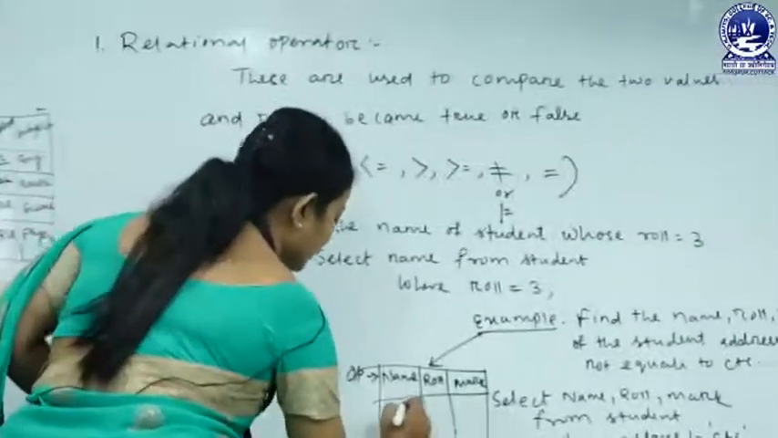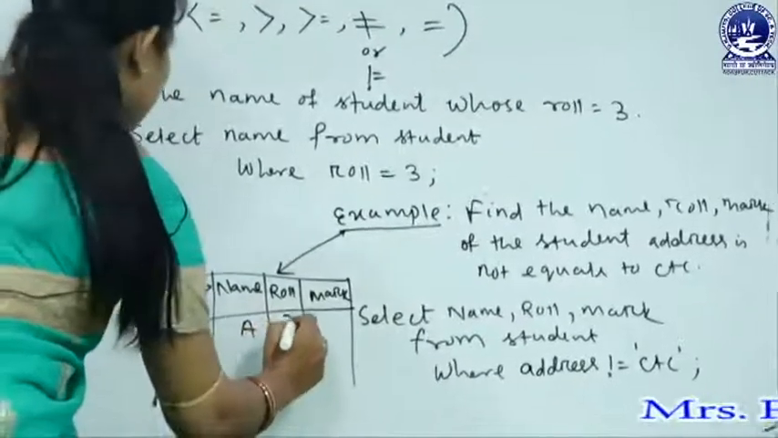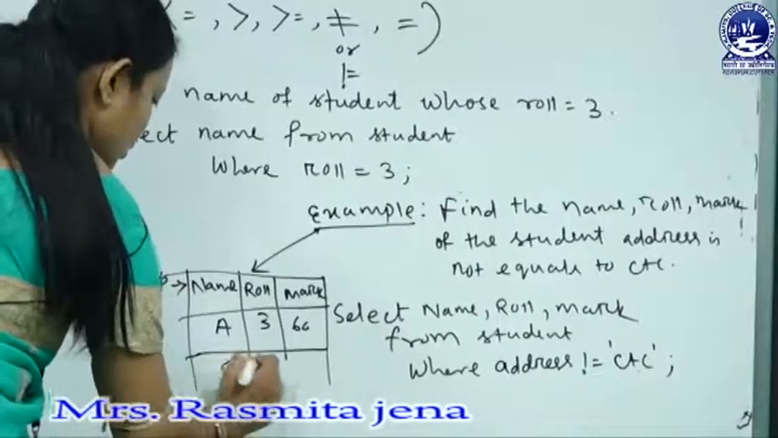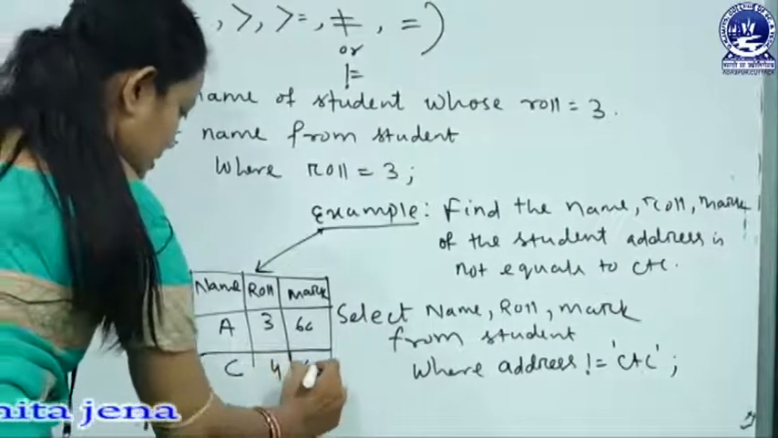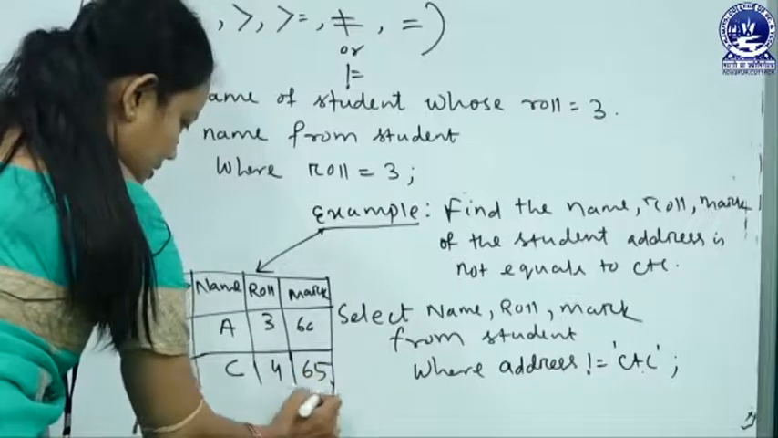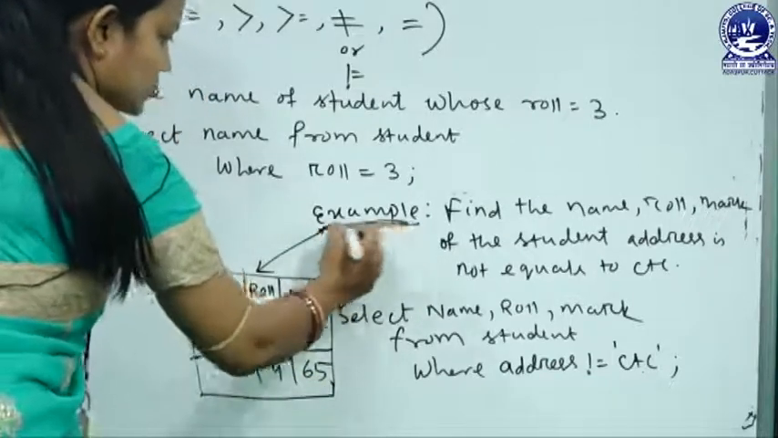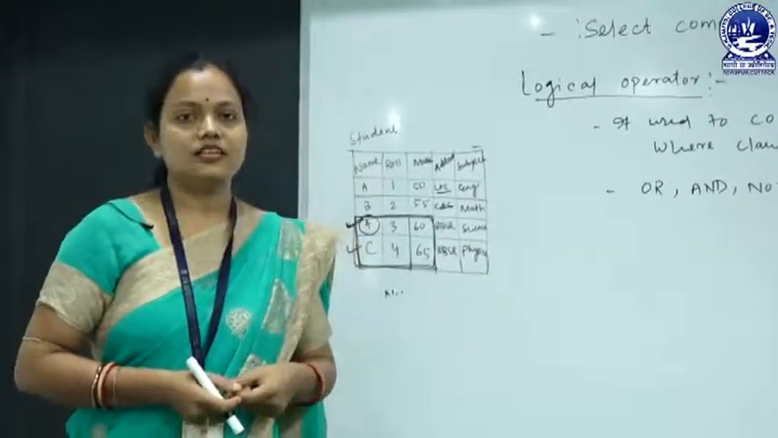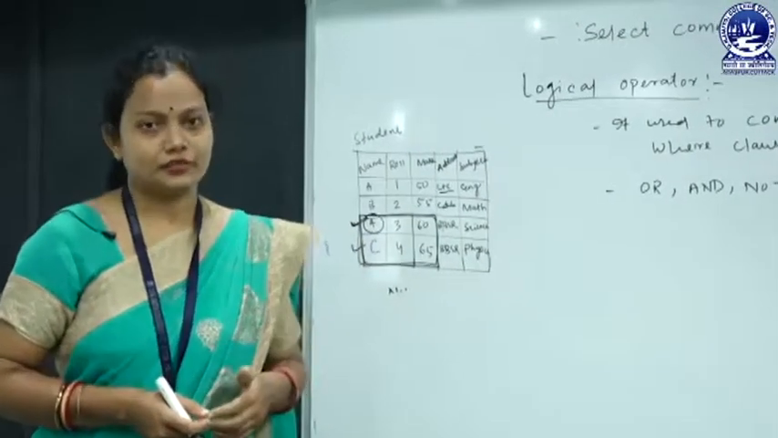So, the result became: name is A, roll is 3, mark is 60, and second one name is C, roll is 4 and mark is 65. This is the required result for this query. Okay. Next we will see the logical operator with the select statement.